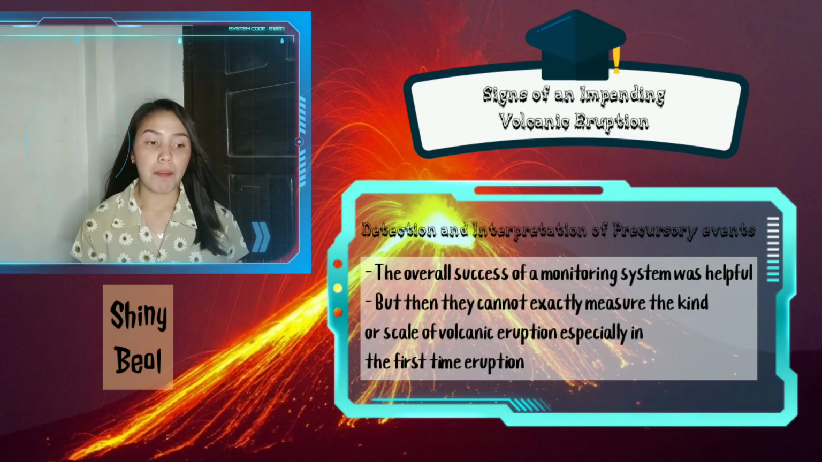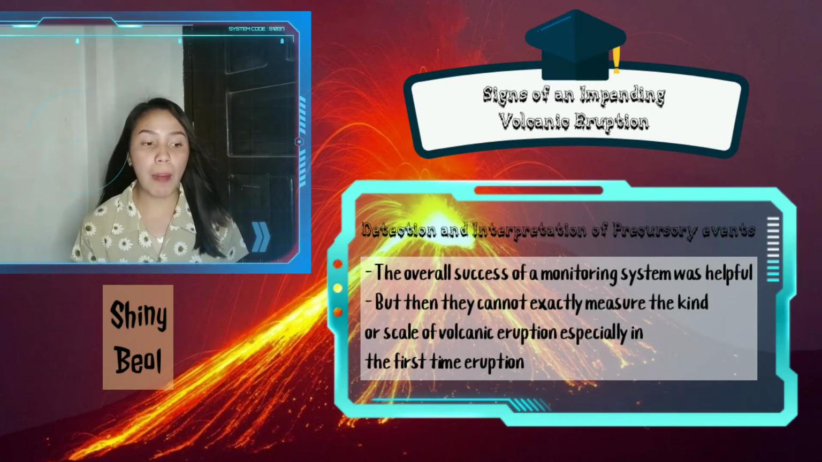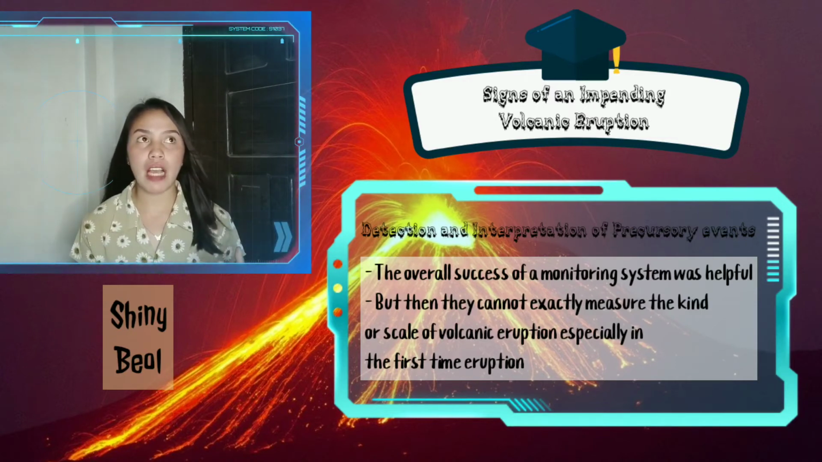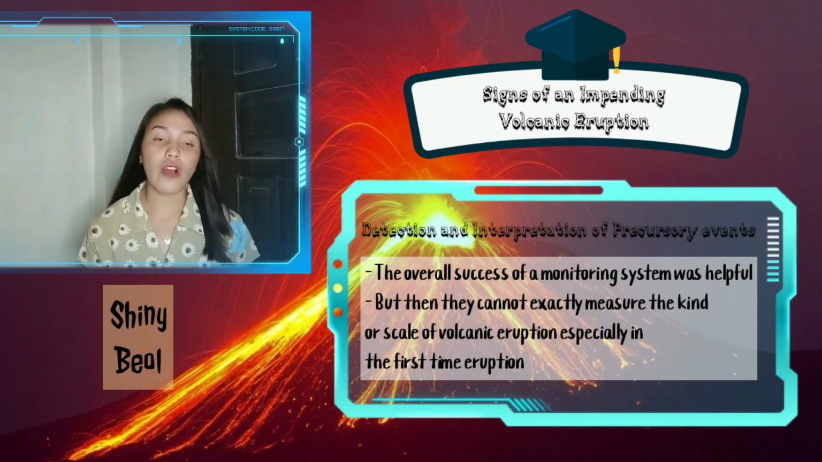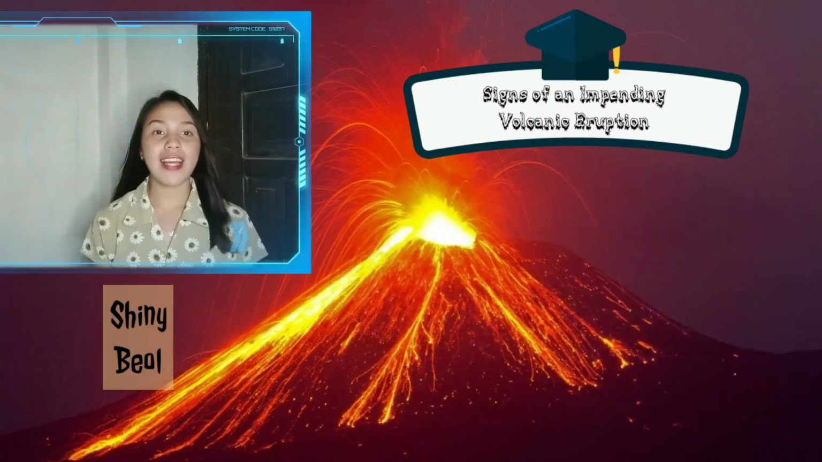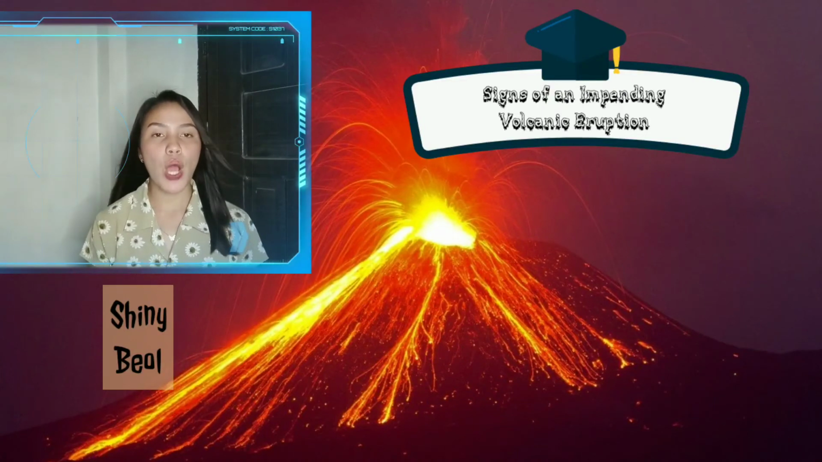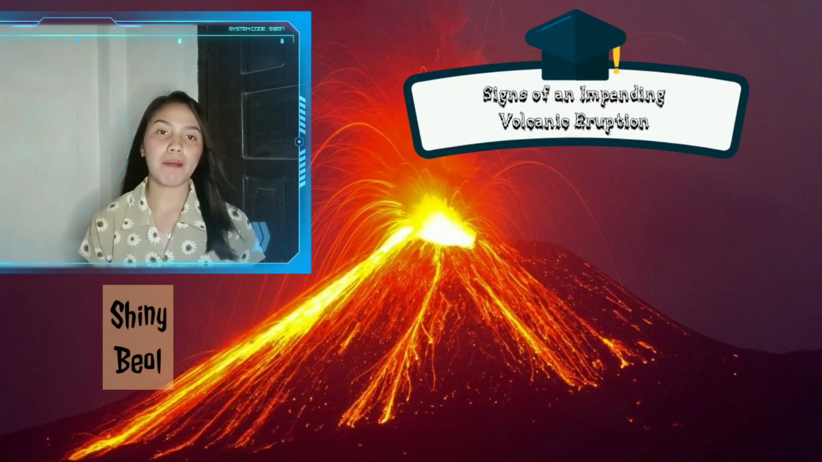Because even though meron mga warning signs na lumabas, the volcanic eruption can probably happen after weeks, months, or even years. Overall, this monitoring system is helpful, but it cannot pinpoint the exact timing or even the size of a volcanic eruption. And that's the end of my topic about the signs of an impending volcanic eruption.